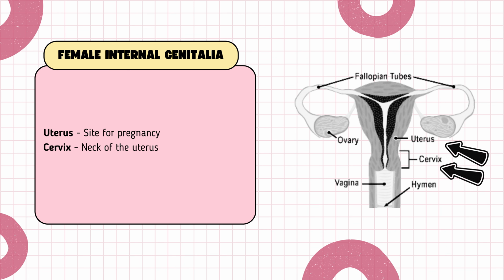The uterus is a thick, muscular organ that can expand during pregnancy to accommodate a fetus. The inner lining of the uterus, the endometrium, is richly supplied with blood vessels. The neck of the uterus, called the cervix, opens into the vagina.